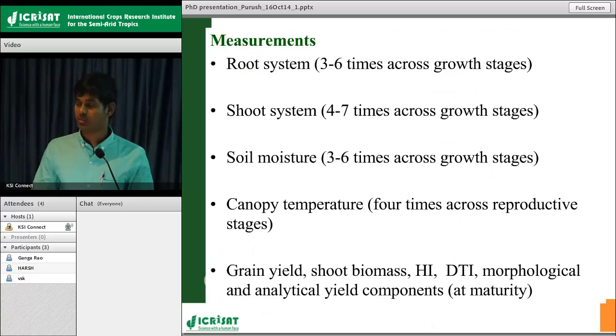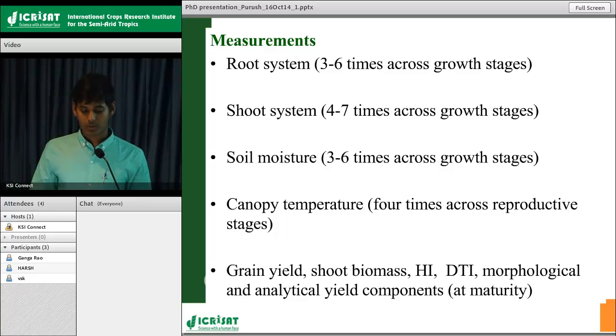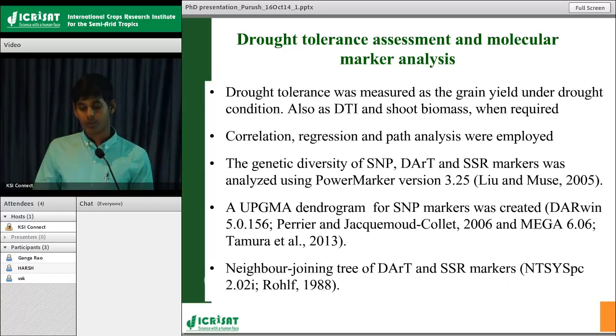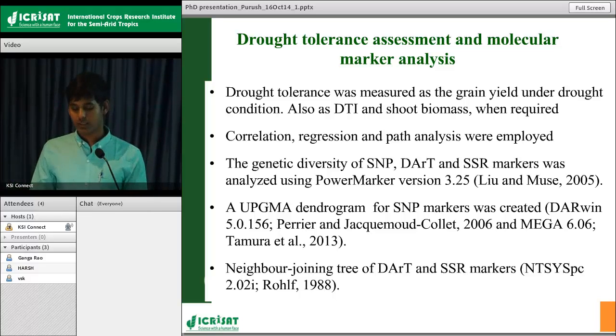The measurements taken were root related traits, shoot related traits, soil moisture observation, and canopy temperature, especially at the mid reproductive stage. The grain yield, shoot biomass, harvest index, drought tolerance index, and morphological and analytical yield components were measured at maturity. The root system was measured using the soil core method, and soil moisture was observed using a TDR probe meter. Drought tolerance was measured as grain yield. In this study, we also considered the drought tolerance index and shoot biomass production.